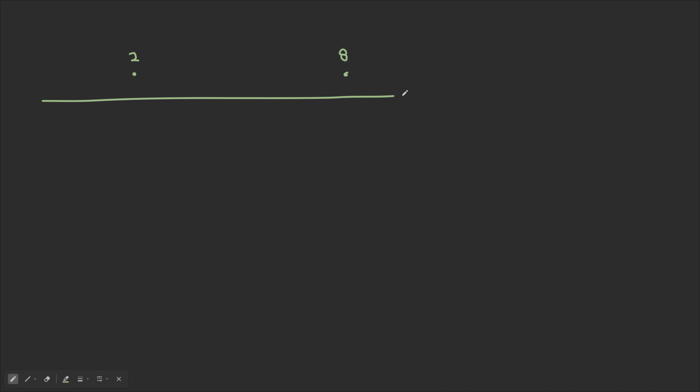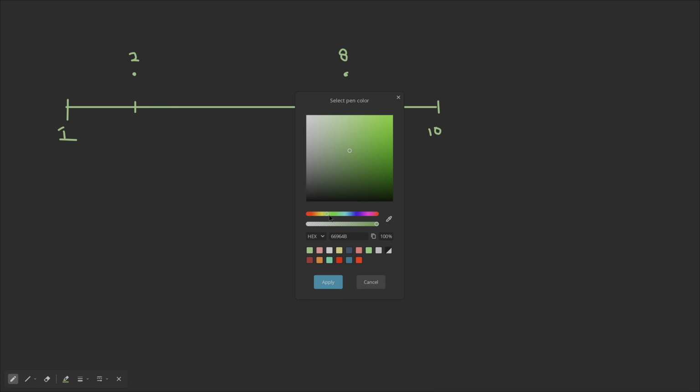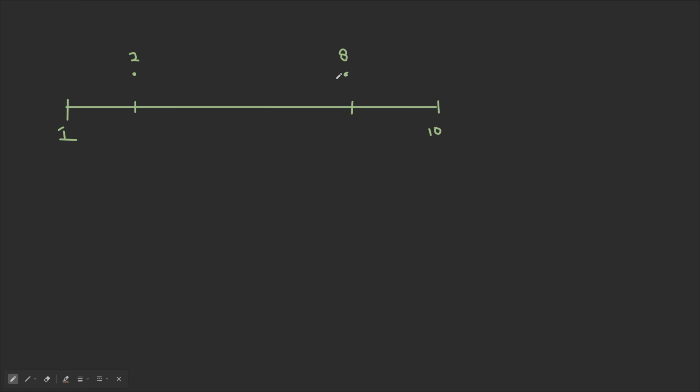This is a line, right? Let's say this is a line, and this starts from 1 and it goes up to 10, right? You are standing at 2 and you want to go to 8. If I ask how much is this distance, right? How much is this distance?